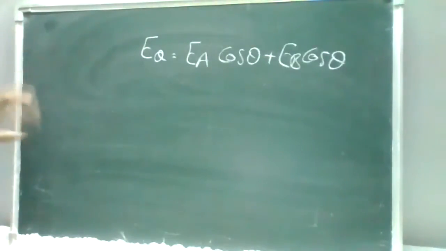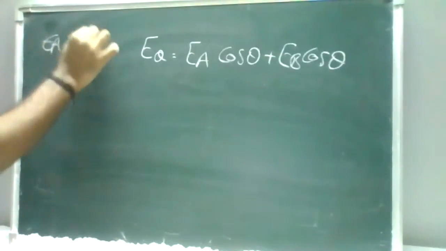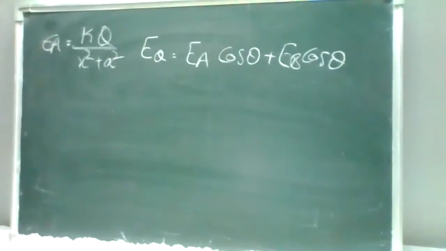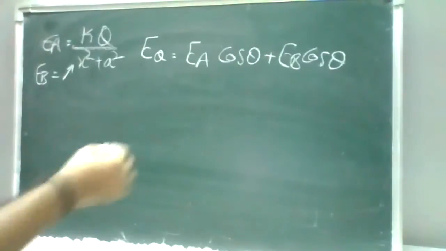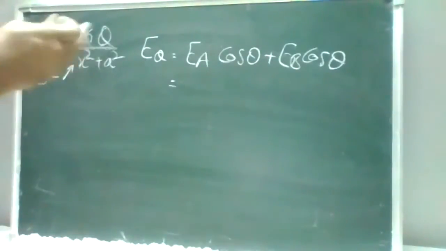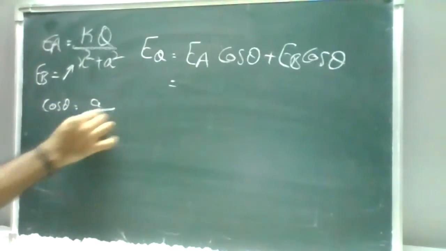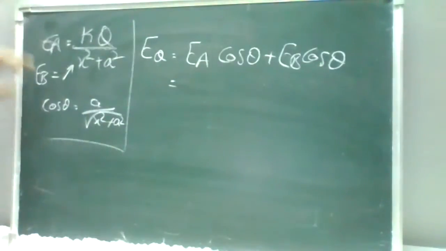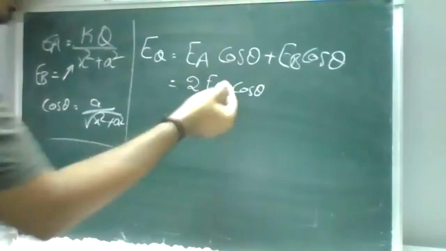If you see, EA and EB have the same values, since they are at the same distance. EA is equal to kQ by x square plus a square, and the square root will get cancelled, which is nothing but EB. Both are the same. Cos theta is also the same on both sides: a by square root of x square plus a square. So I'll take it as 2 EA cos theta.